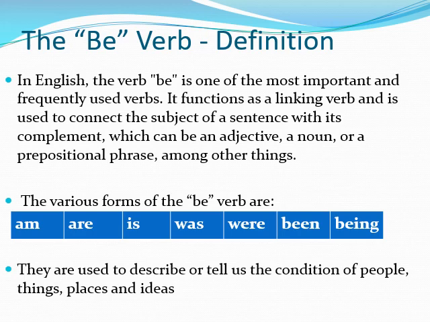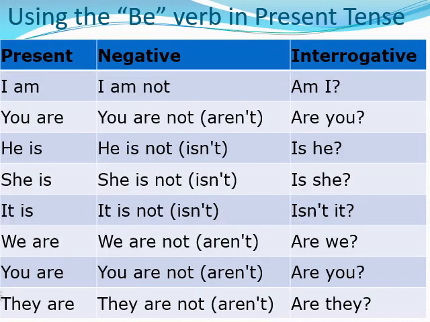The various forms of the verb be are am, are, is, was, were, been, and being. They are used to describe or tell us the condition of people, things, places, and ideas. Now we're going to look at some sample uses of the verb to be.